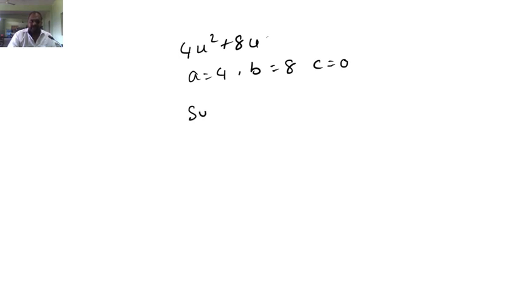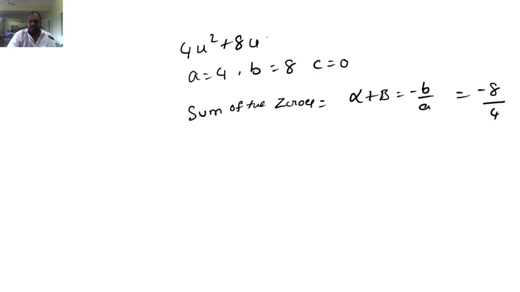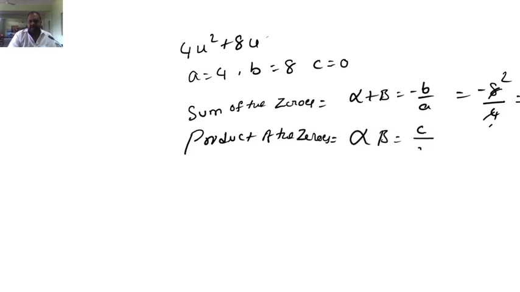Next, sum of the zeros. Alpha plus beta is minus b by a, minus 8 by 4. 4 1 ja, 4 2 ja, minus 2. Product of the zeros, alpha into beta, c by a, 0 by 4, that is equal to 0. So minus 2 and 0.